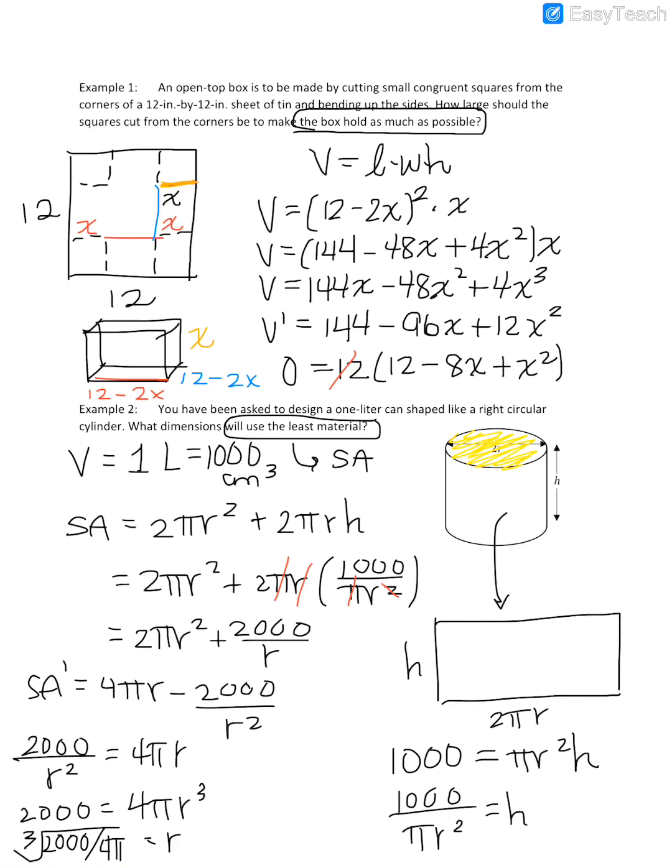Okay, if you put that in your calculator, 2,000 divided by 4 pi, cube root, you get r is approximately, since we're rounding, 5.42. And then you're going to go ahead and plug in the 5.42 for the radius into the height formula to find the height. Plug in your r, and we get 10.84.